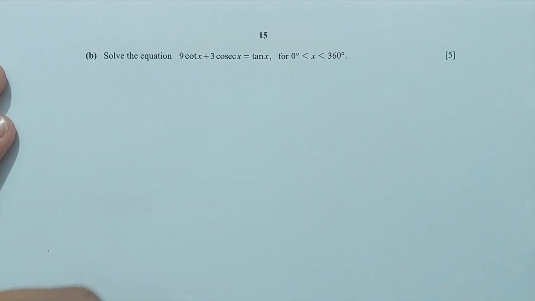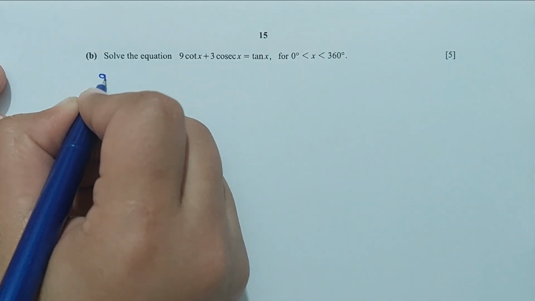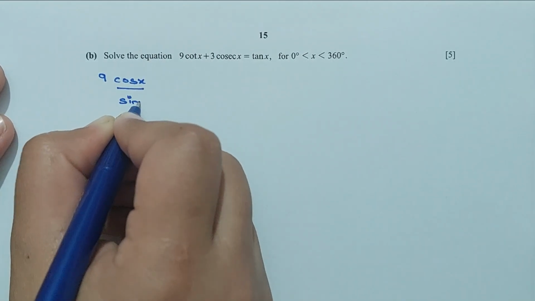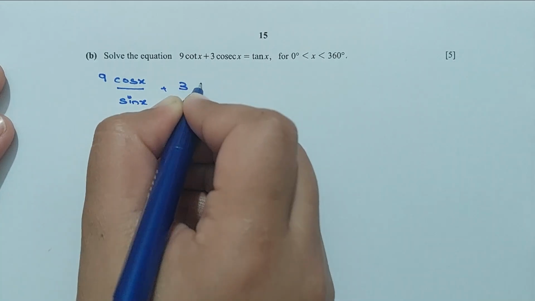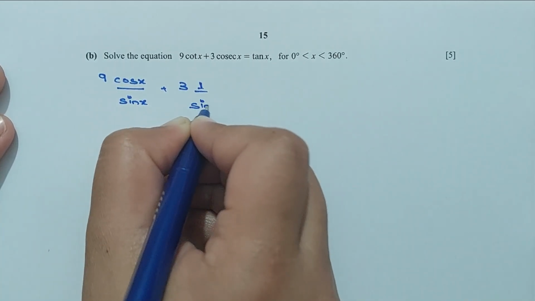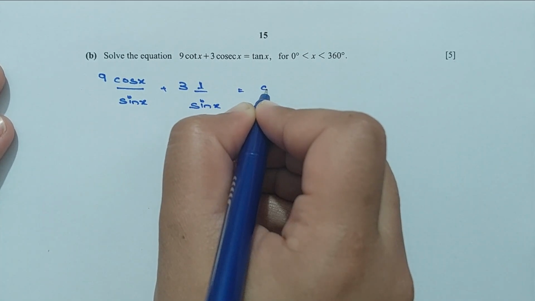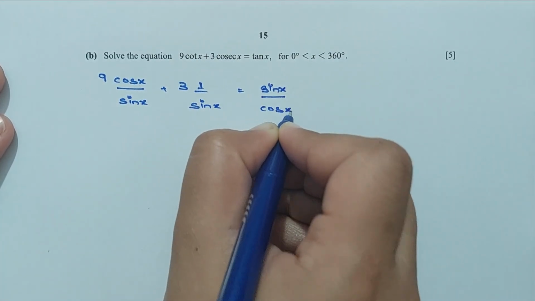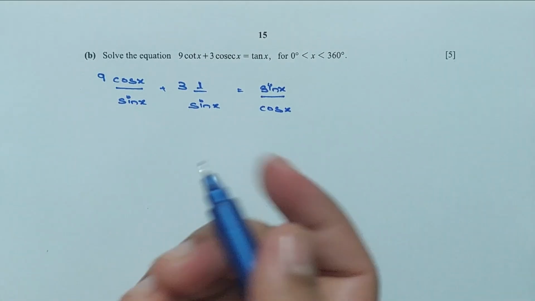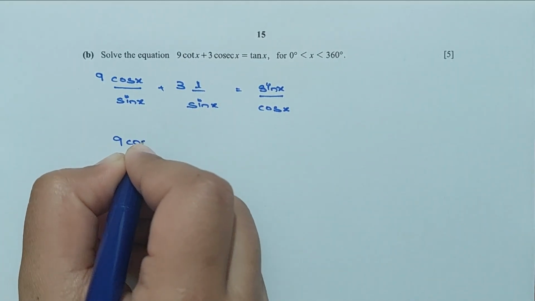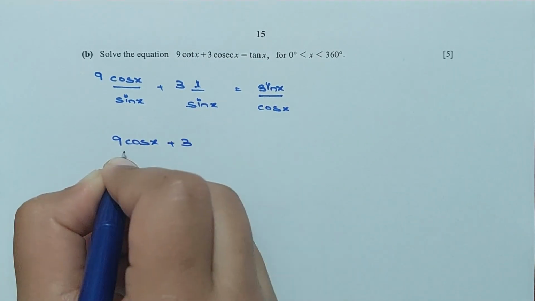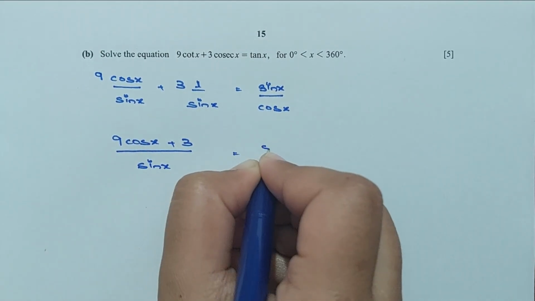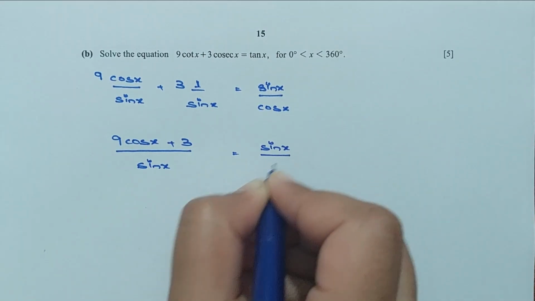Now for part B, solve the equation for x between 0 to 360 degrees. Okay, so we have 9 cot x plus 3 cosecant x. Cot is cos over sine, cosecant is 1 over sine, and tan is sine over cos. Okay, making the same denominator, so 9 cos x plus 3 over sine x, and here we have sine x over cos x.